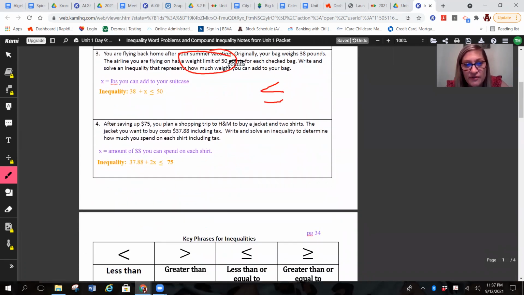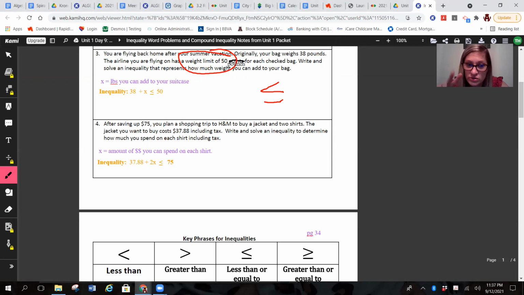After saving up $75, you plan on shopping at H&M to buy a jacket and 2 shirts. The jacket cost $37.88. Write and solve an inequality to determine how much you spend on each shirt, including tax. So X represents the amount of money you could spend on each shirt.